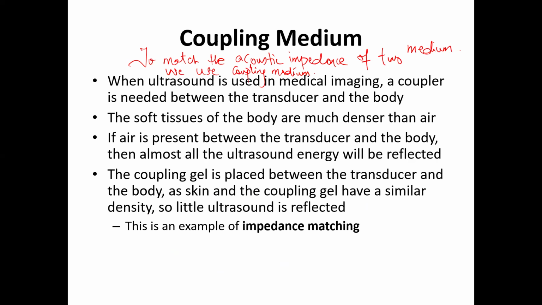When ultrasound is used in medical imaging, a coupler is needed between the transducer and the body. The soft tissues of the body are much denser than air, so their density changes, and their acoustic impedance will also change. If air is present between the transducer and the body, then almost all the ultrasound energy will be reflected. But when coupling gel is placed between the transducer and the body, as skin and coupling gel have similar density, little ultrasound will be reflected. In this case, the majority of the ultrasound is going to enter the body.